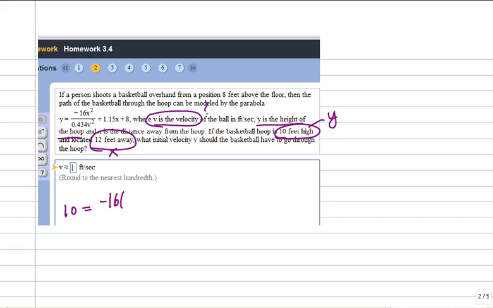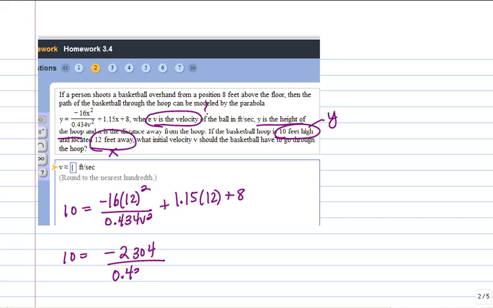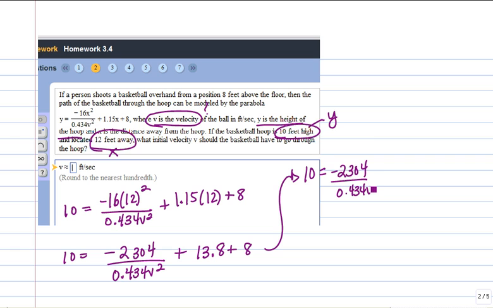So we would have negative 16 times 12 squared over 0.434v squared plus 1.15 times 12 plus 8. Okay, going to need to get out your calculator here. So we would have what? Negative 16 times 12 squared, which is 144, is negative 2304 over 0.434 v squared plus, what is this, 1.15 times 12 is 13.8 plus 8. So now if we combine like terms, we will get 10 is equal to negative 2304 over 0.434 v squared plus, we combine 13.8 plus 8, that's what, 21.8?